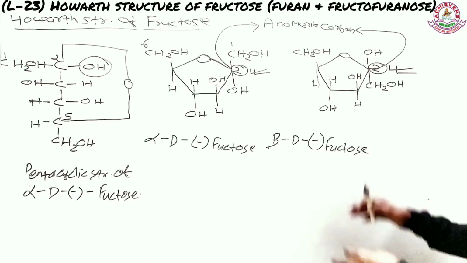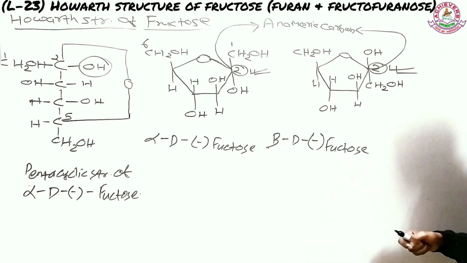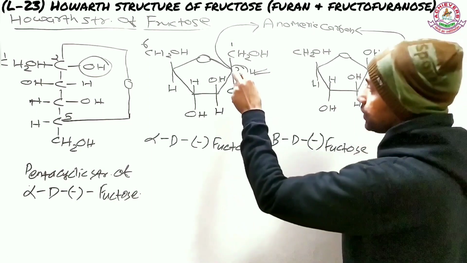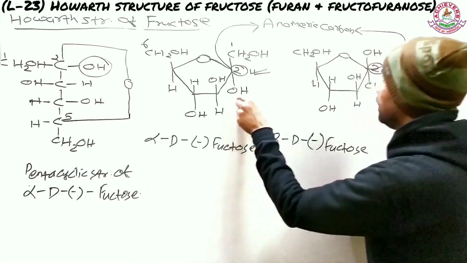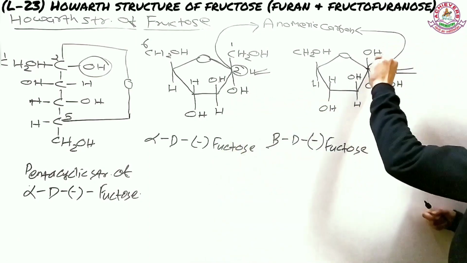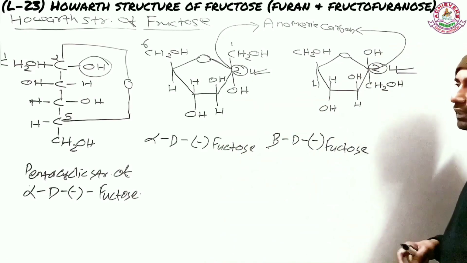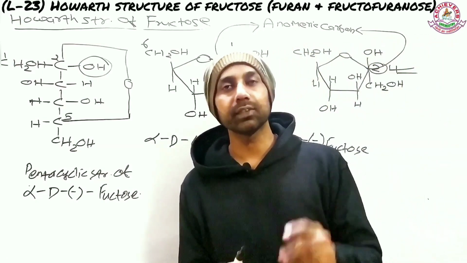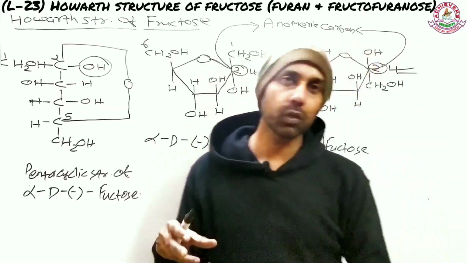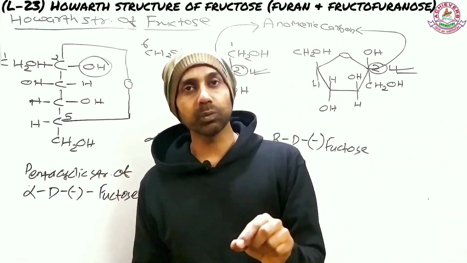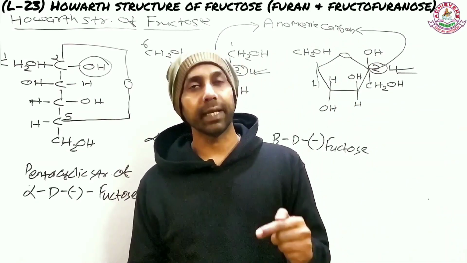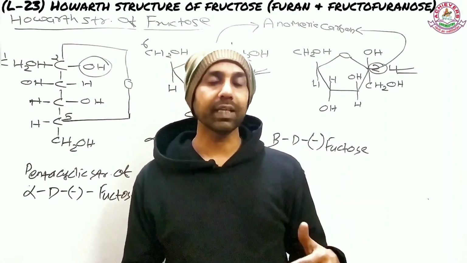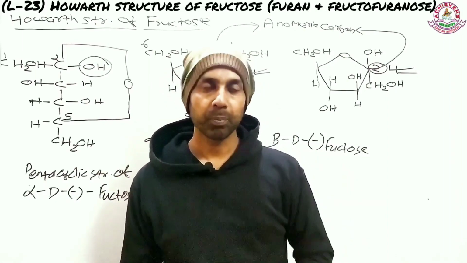So this is how you can draw the Howarth structure. In the alpha, the 2nd carbon OH is down here. In the beta, the 2nd carbon OH is up there. That's the only difference, and everything else is similar, right? So that's why its 2nd carbon is anomeric. Remember, when you compare glucose with fructose, the glucose one had the 1st carbon as anomer, but the fructose is having the 2nd carbon as anomer, right?